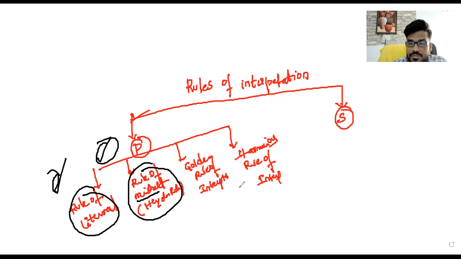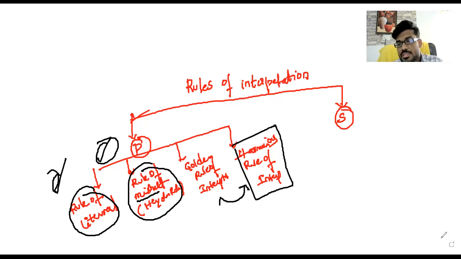Now we are left with two famous rules: one is the golden rule of interpretation, and another is the harmonious rule of interpretation. Today we have started with the concept called the rule of harmonious construction. Listen carefully, it's very important and very easy. The rule of harmonious construction.